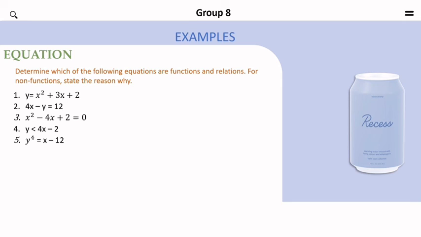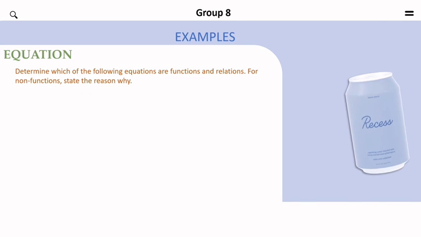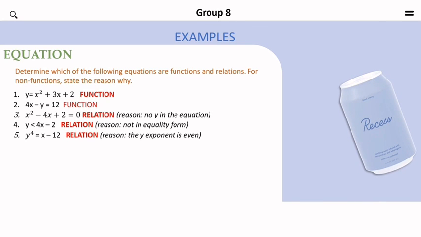Now we will see the correct answers. Here are the correct answers. Number 1 is a function. Number 2 is a function. And number 3, relation. The reason is no y in the equation.